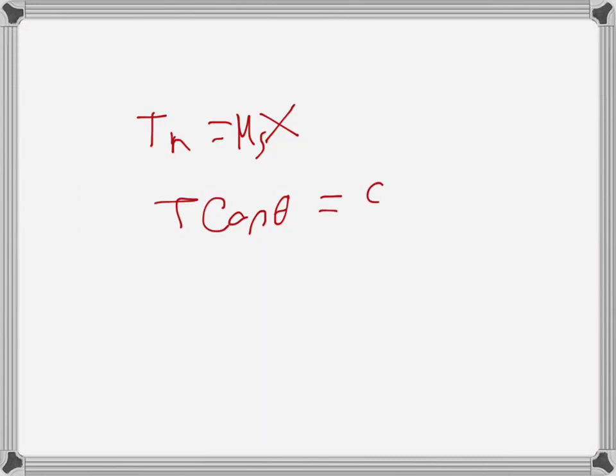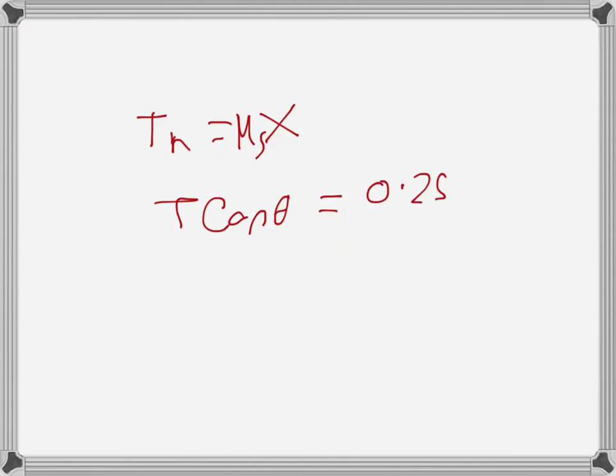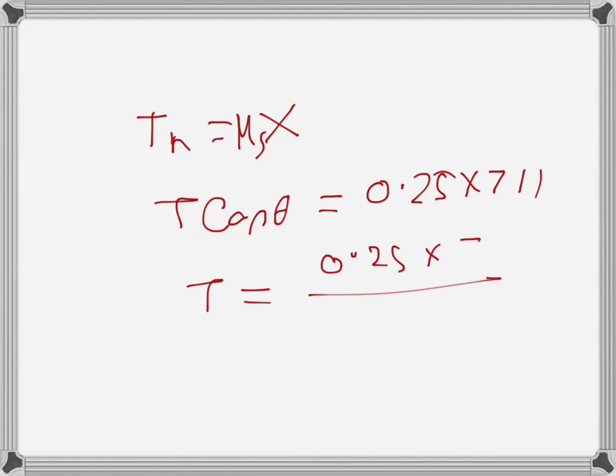So mu s X is 0.25 times 711. From there we can get the value of T, that is 0.25 times 711 divided by cos theta, which is cos 30 degrees. So what we get for T is approximately 205 Newton. So that's the value of T.